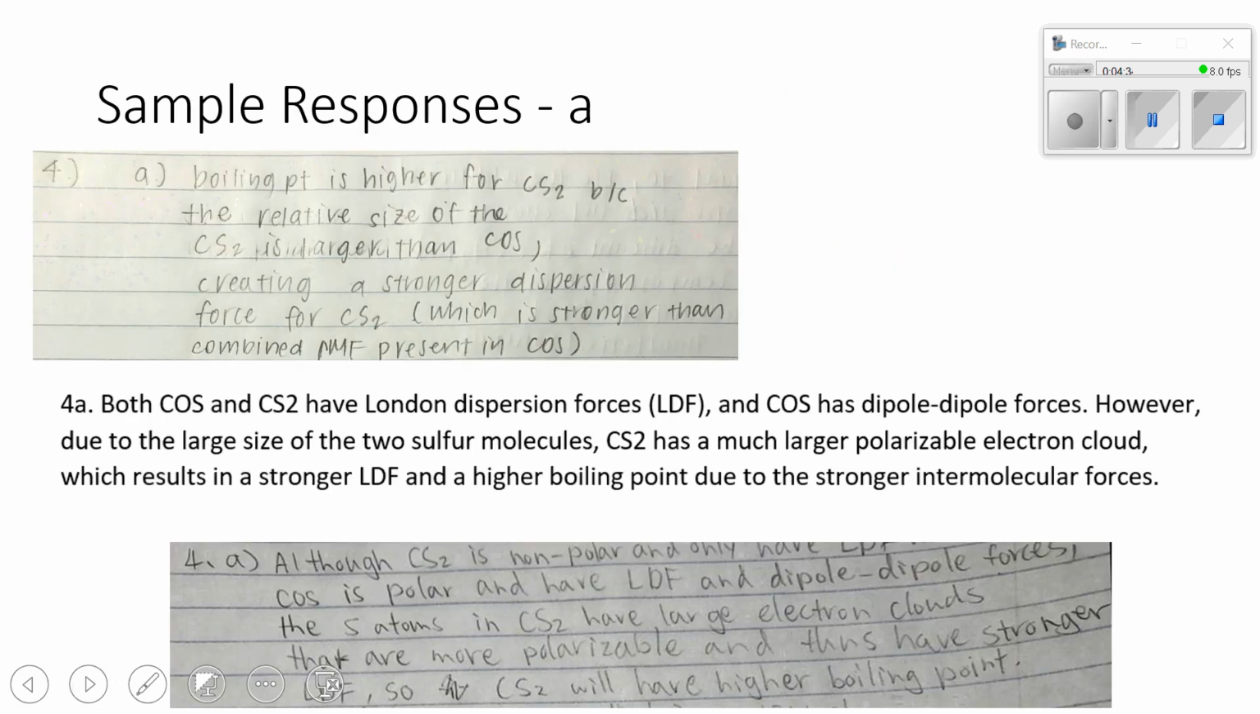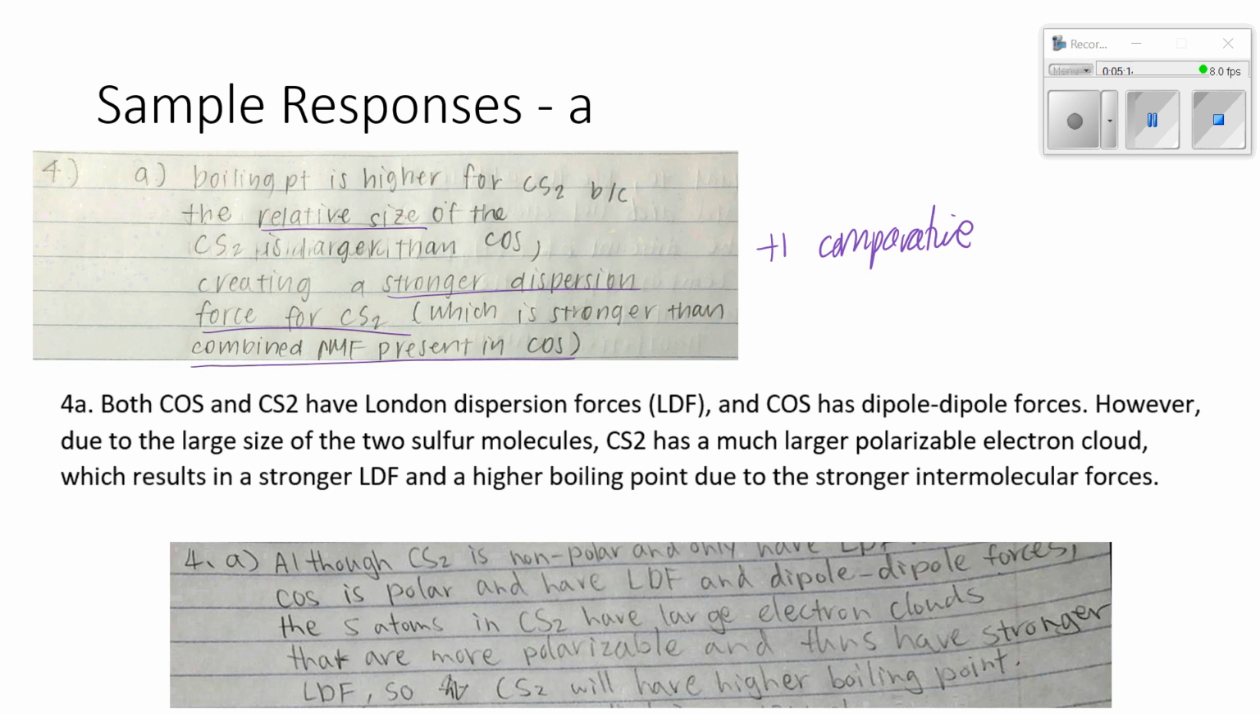Here are some examples here. If you look at this one, the boiling point is higher because of its relative size, creates a stronger dispersion force, which is stronger than the combined IMF present in COS. It seems like they get that there's more than one IMF here, but they didn't specifically state it. So I think this answer would earn the point for the comparative, but not earn the point for clearly identifying both sets of IMFs, because at some point we need to say, this substance has dipole and dispersion, this substance just has dispersion.